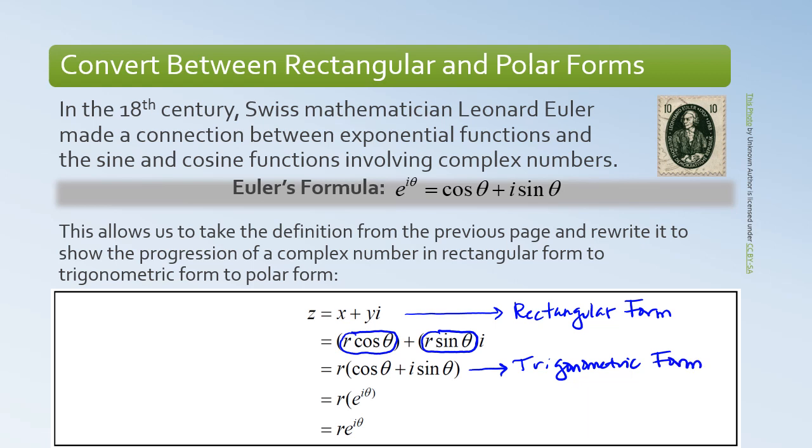Now, Euler's formula tells us that e to the i theta is equal to the cosine of theta plus i times the sine of theta. And if you look right here, what I just said out loud about Euler's formula is written in my trigonometric form. So in the place of cosine theta plus i times the sine of theta, I'm going to substitute in e to the i theta. And once I multiply that by r, I end up with what I'm going to call the polar form of a complex number.